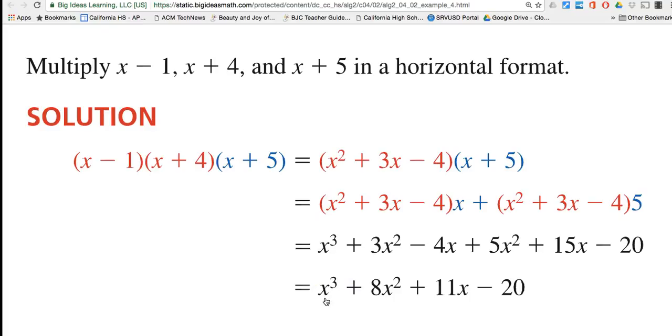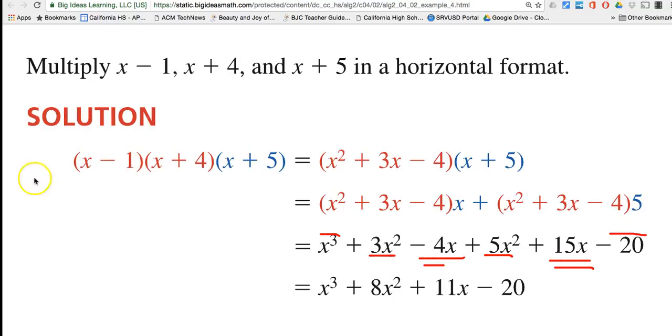If we look, we have 3x squared and 5x squared, minus 4x plus 15x, and then x cubed and minus 20 do not have any other terms. So when we combine those, we get x cubed plus 8x squared plus 11x minus 20. So this is the same no matter what your polynomials look like.